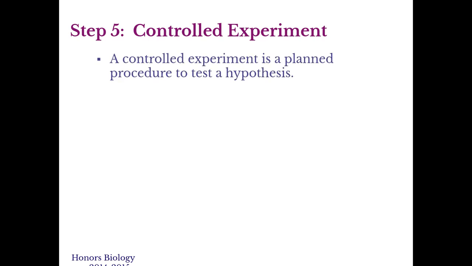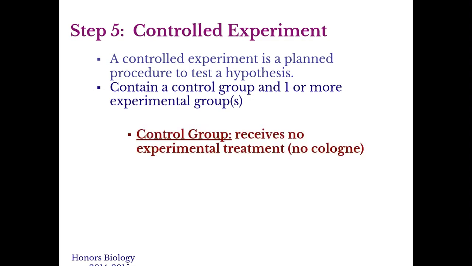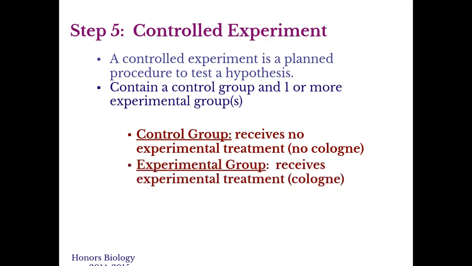Next, we're going to set up a controlled experiment. A controlled experiment, you guys, is just a planned procedure, a way of testing your hypothesis. A controlled experiment contains 2 groups: a control group and 1 or more experimental groups. So what's the difference between those 2? A control group is a group in an experiment that does not receive any experimental treatment. It's not receiving, in the case of my experiment here, cologne. Control groups are for comparison. You have to know what normal is so that when you make changes, you can compare those changes to the normal or control group. The experimental group, on the other hand, does receive the treatment.